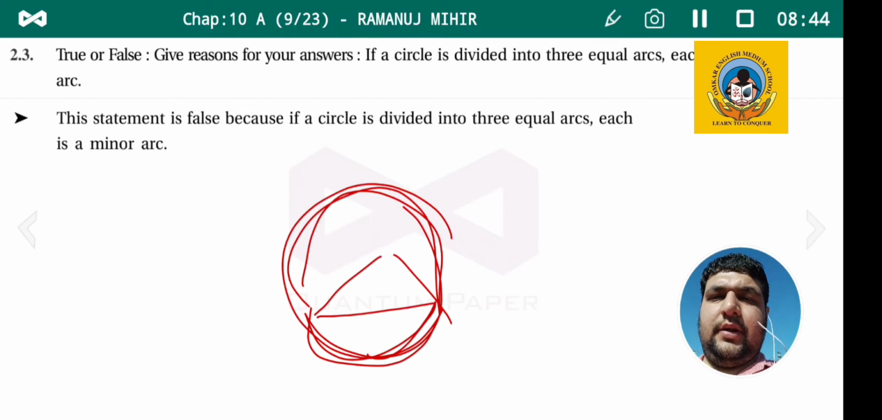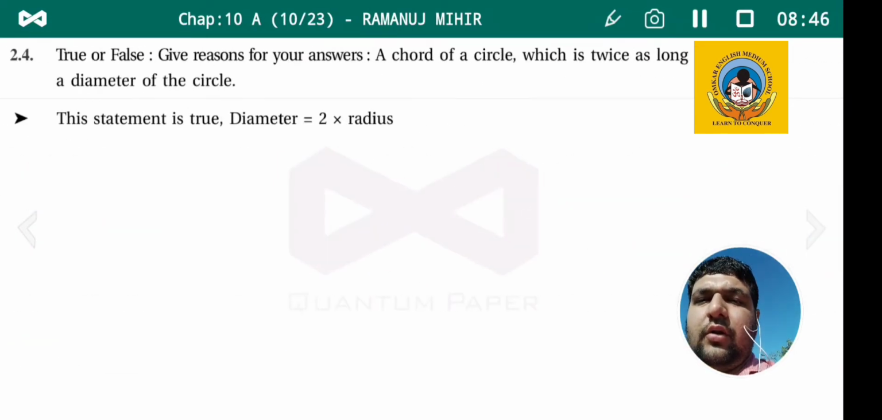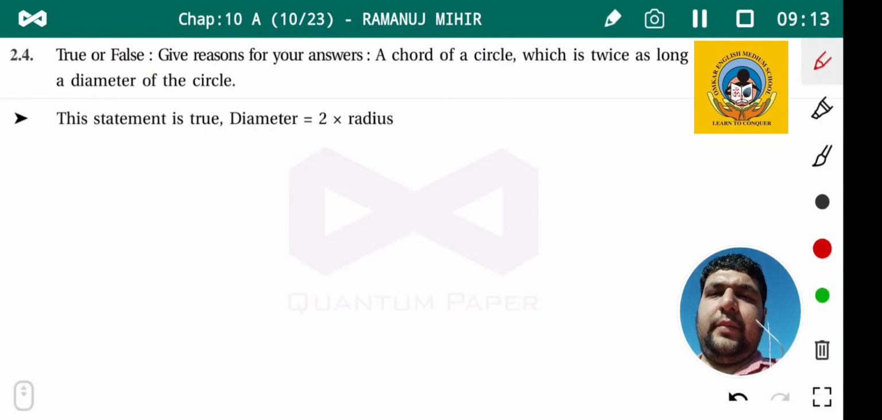Now the next question. True or false? Give reason for your answer. A chord of a circle which is twice as long as the radius is the diameter of the circle. This is a true statement because the diameter is always 2 times the radius.